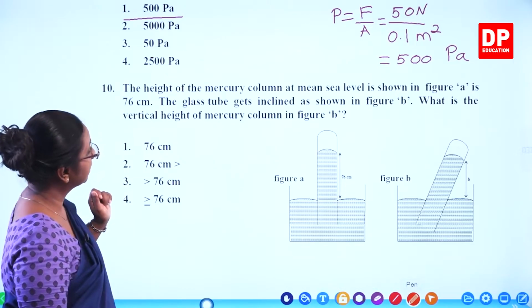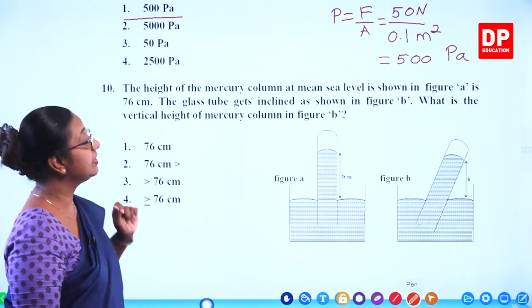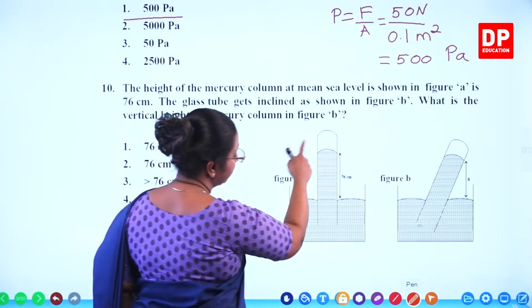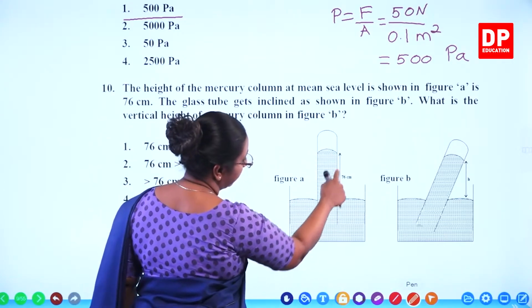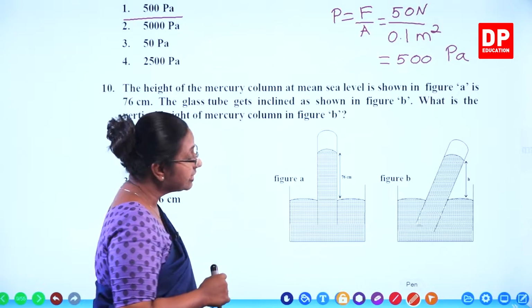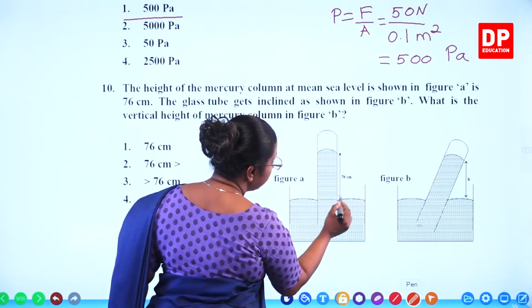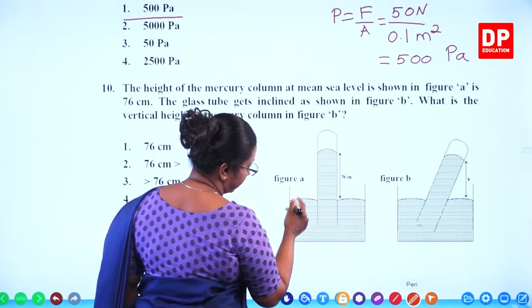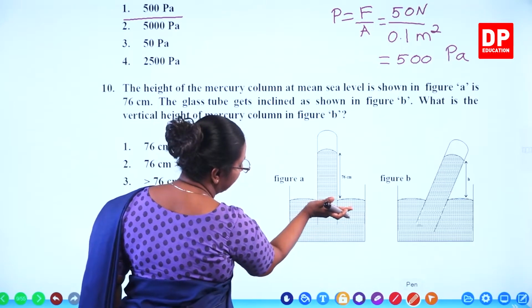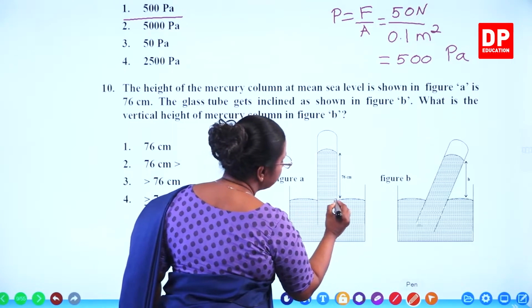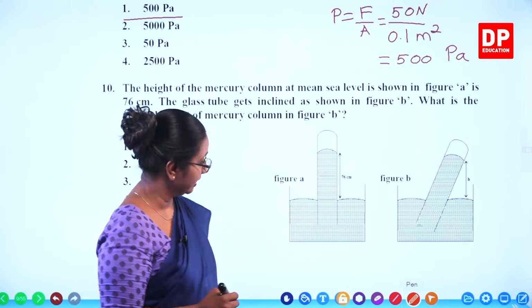The height of the mercury column at mean sea level, shown in figure A, is 76 centimeters. Here is figure A. You know this is the mercury barometer. This is the mercury column and that height is 76 centimeters. Always, students, we need to take the height difference between this surface and this surface. Whether you push the glass tube down or lift it slightly above here, it doesn't matter. The height is from this point to this point. That is marked as 76 centimeters.